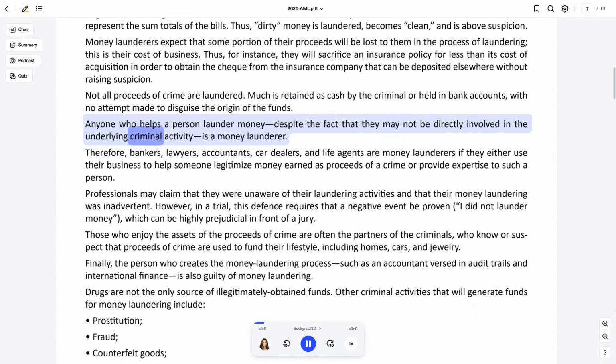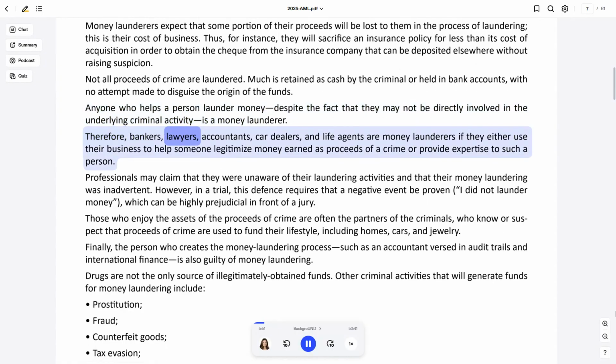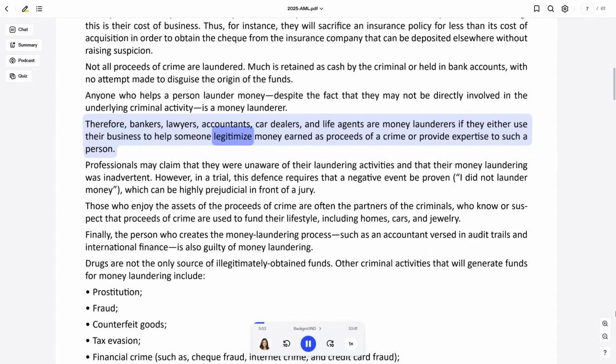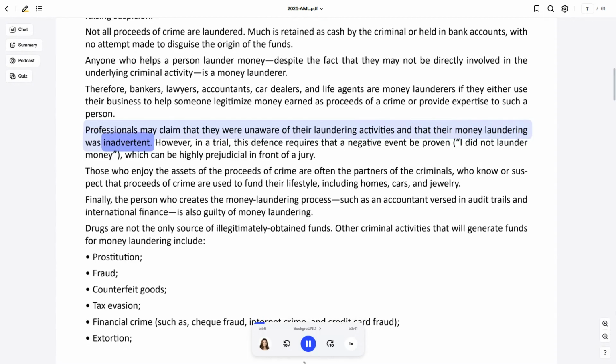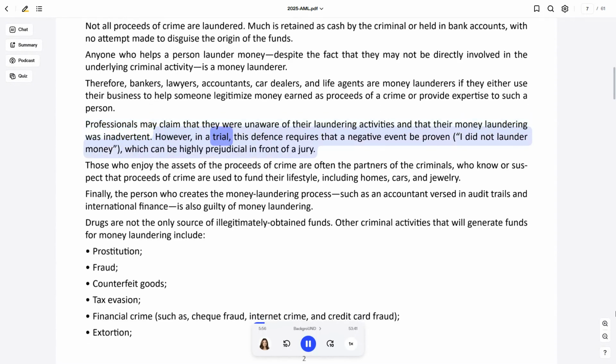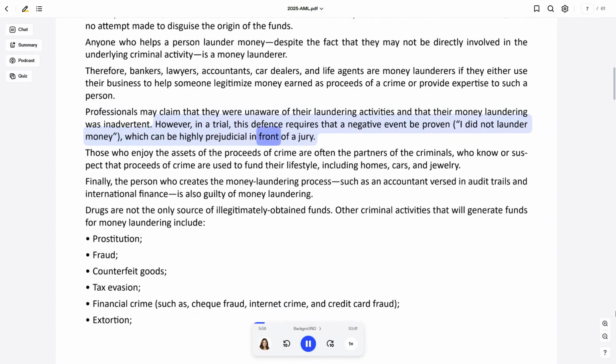Anyone who helps a person launder money, despite the fact that they may not be directly involved in the underlying criminal activity, is a money launderer. Therefore, bankers, lawyers, accountants, car dealers, and life agents are money launderers if they either use their business to help someone legitimize money earned as proceeds of a crime or provide expertise to such a person. Professionals may claim that they were unaware of their laundering activities and that their money laundering was inadvertent. However, in a trial, this defense requires that a negative event be proven: "I did not launder money," which can be highly prejudicial in front of a jury.